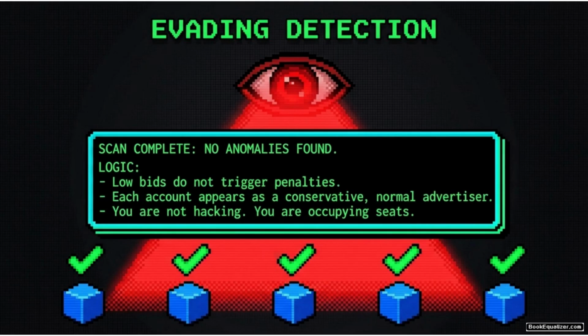Here's why this works from Amazon's perspective. Scan complete, no anomalies found. The logic is simple. Low bids do not trigger penalties. Each account appears as a conservative, normal advertiser. You're not gaming the system, you're not hacking anything. You're occupying seats. Think about Amazon's auction system. They want advertisers. More advertisers mean more competition, which means higher overall ad revenue for Amazon. As long as each account plays by the rules, bids reasonably, and delivers value to customers, there's no issue. Each of your pen name accounts looks exactly like what it is, an author promoting their book.